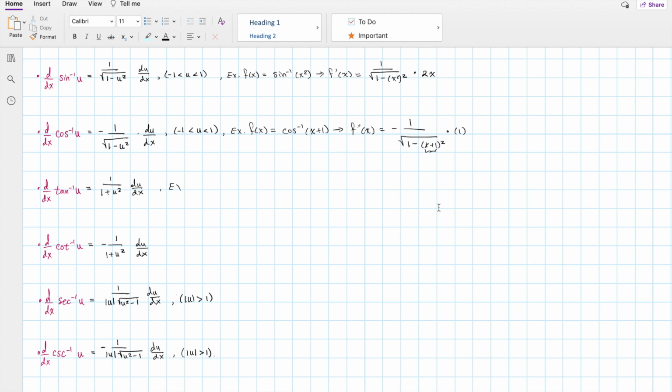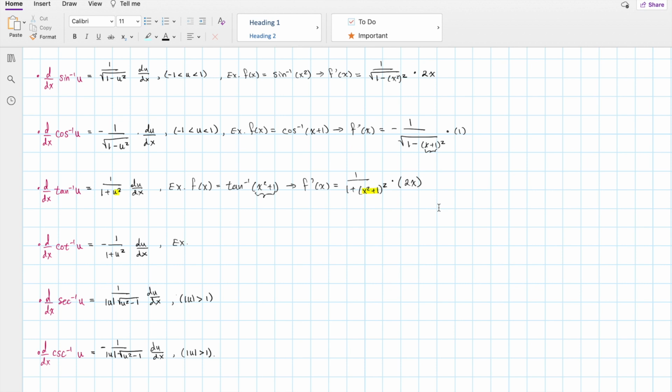For arctan, let's take an example of f of x is equal to arctan of x squared plus 1. Then f prime of x is going to equal 1 over 1 plus x squared plus 1, squared. I know it sounds like a lot, but it's really just plugging into the formula. Now we're going to multiply that by the derivative of x squared plus 1, which is 2x. Whatever is inside the bracket, we multiply by the derivative of what's inside that bracket. So I love brackets, use brackets.